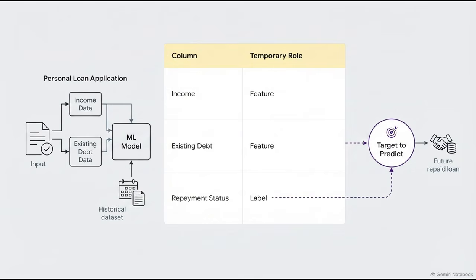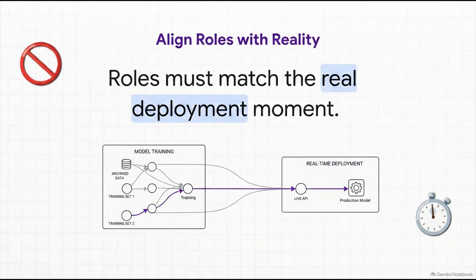Let's ground this with a real-world scenario. Imagine we're building a model to predict whether a personal loan is going to be repaid. In this specific setup, a column like income and a column like existing debt would become our features. They're the active inputs feeding our model. Meanwhile, the historical repayment status column, that's assigned the role of the label. That is the ultimate target we want to predict for future applicants. But remember, the roles assigned to these columns are totally temporary, and they are strictly tied to answering this one specific question.